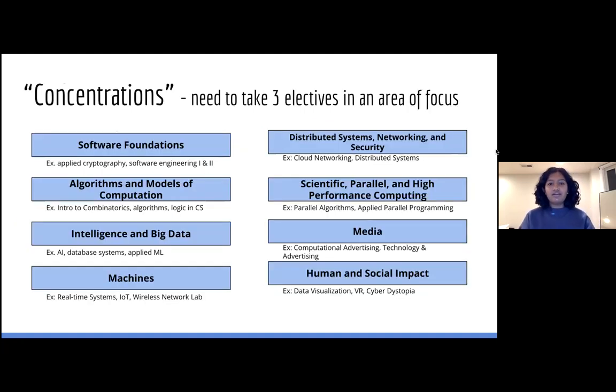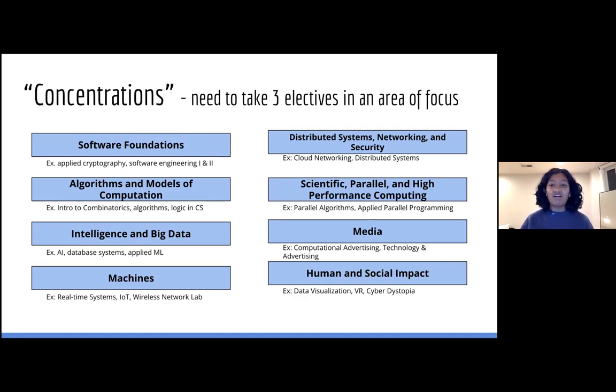And so in CS engineering, there's not necessarily a concentration, but you do need to take 3 electives in one area of focus, is what they call it. And so I listed the areas of focus here. There's a lot of overlap between them and some are more popular than others. So for example, intelligence and big data has a lot of classes that fall under it. So does human and social impact, but algorithms and models of computation is a little bit less popular. It has fewer classes under it just because it is super hard.